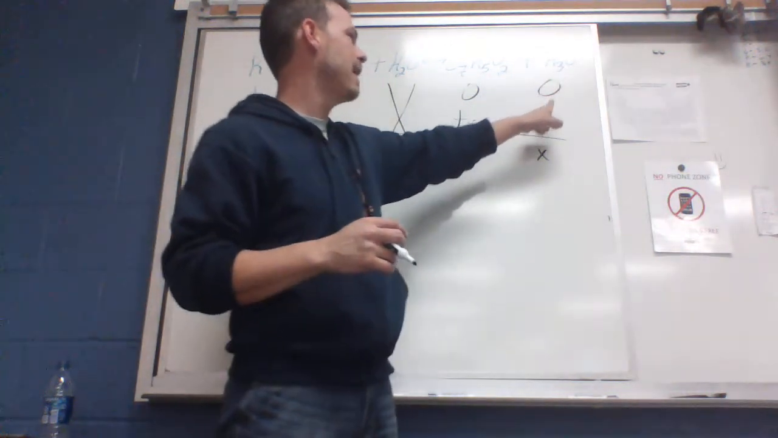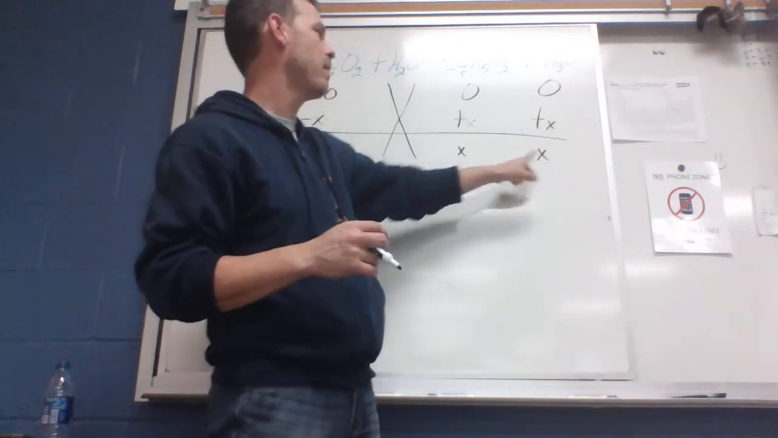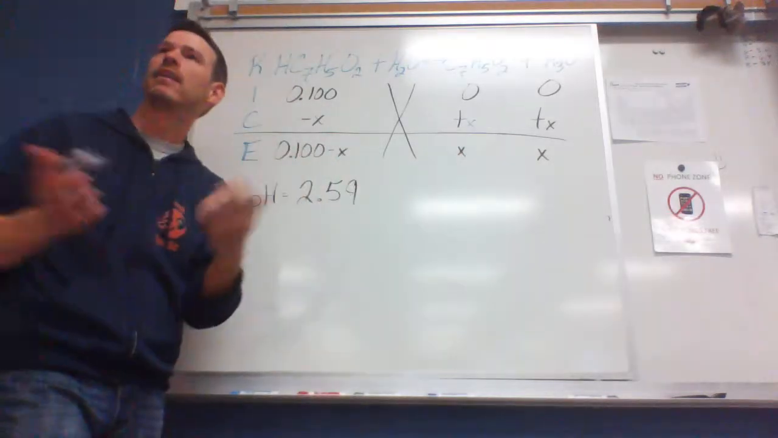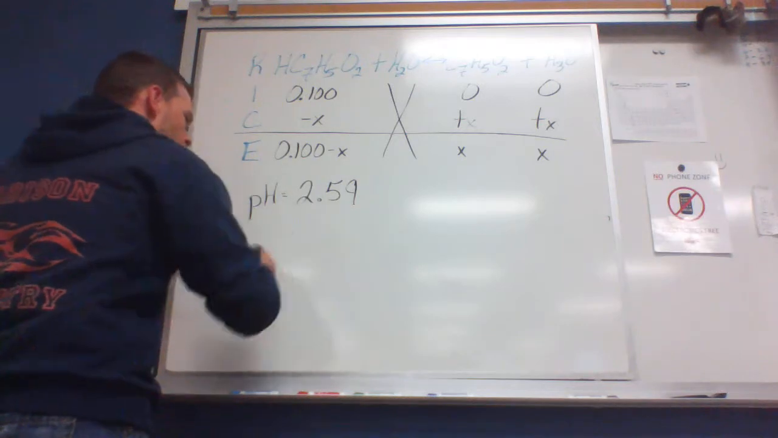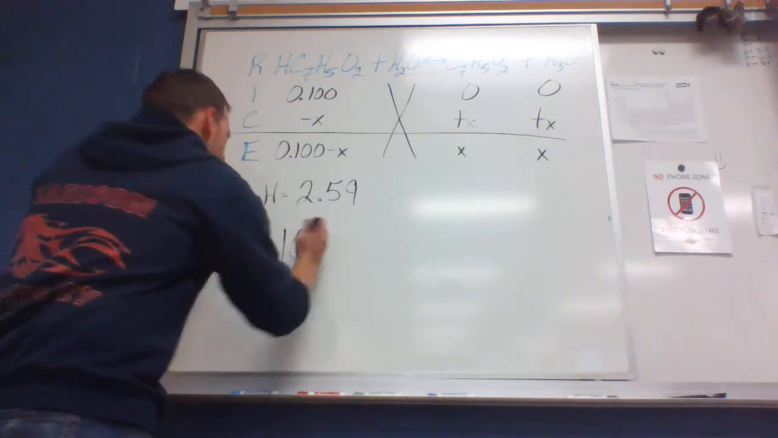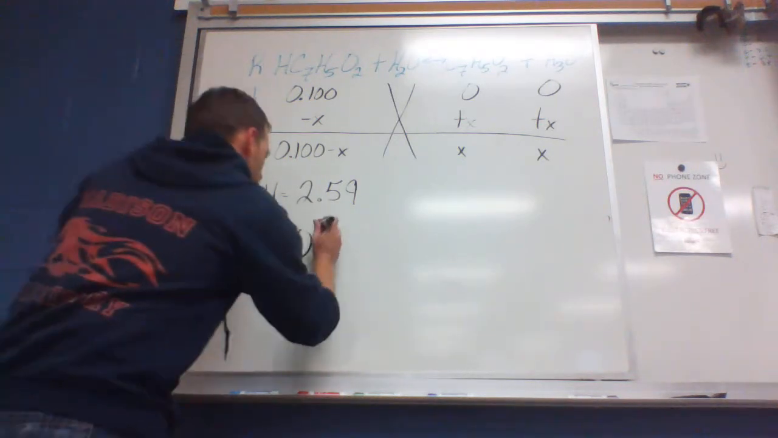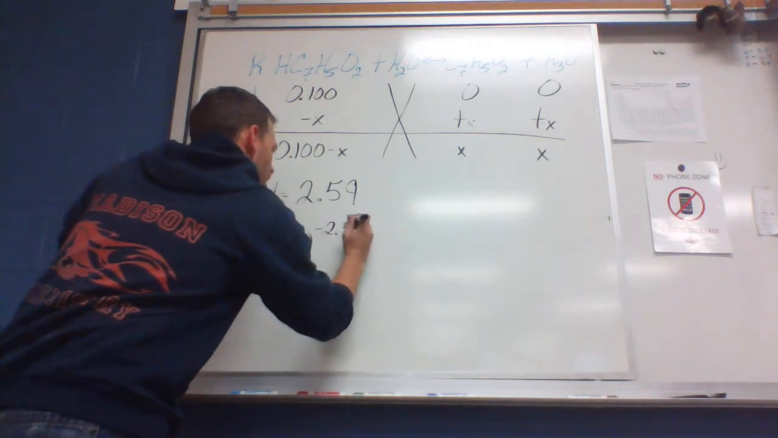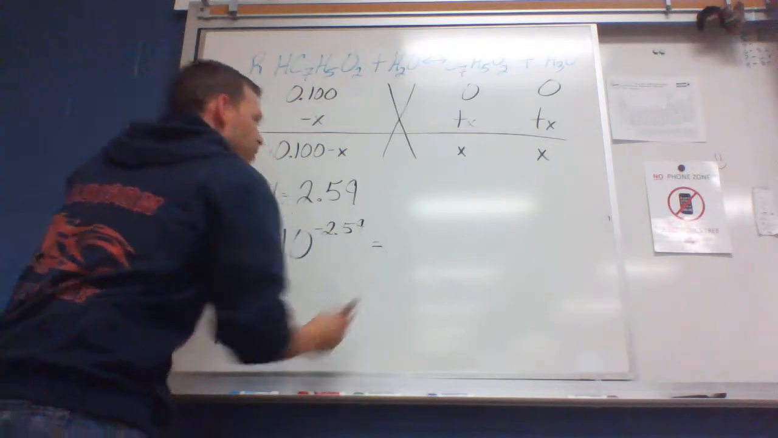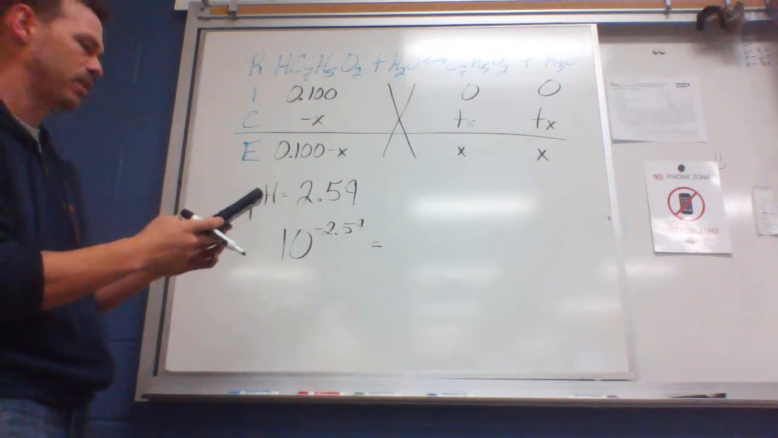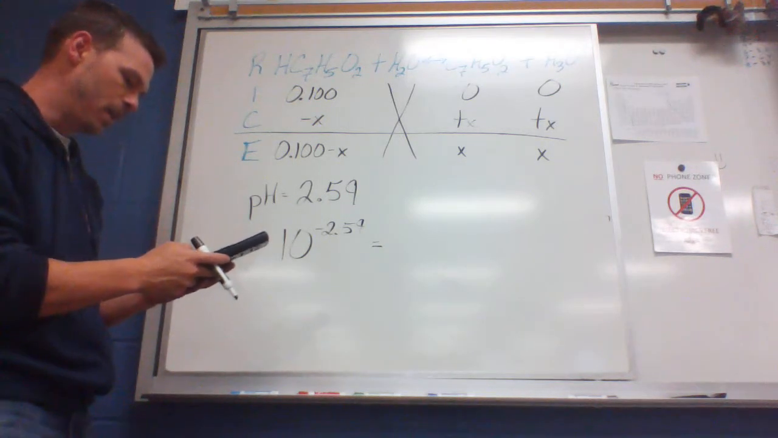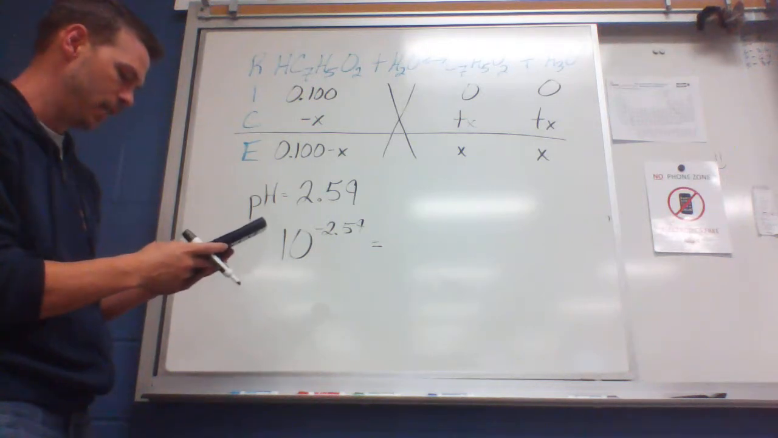And if I find the concentration of the hydronium, I would have all of the X's, and life would be so wonderful. If you remember, in order to do that, if you're given the pH, if you take 10 to the power of the negative pH, it will give you a concentration of H3O or H plus, whatever. So I'm going to go 10 to the power of negative 2.59.